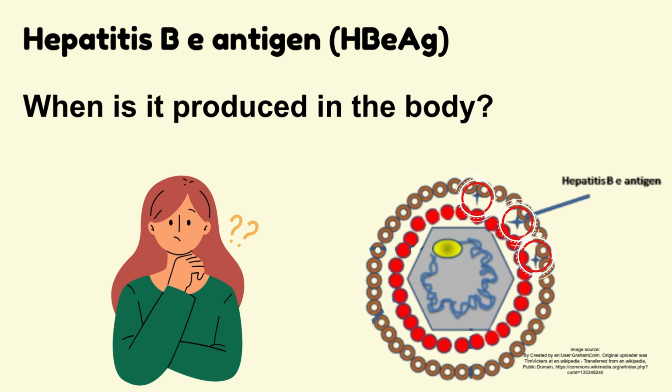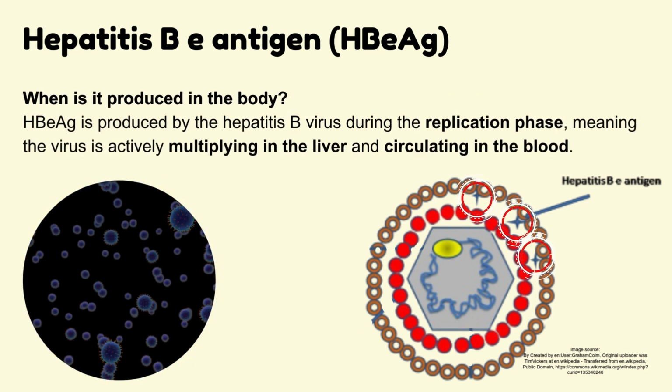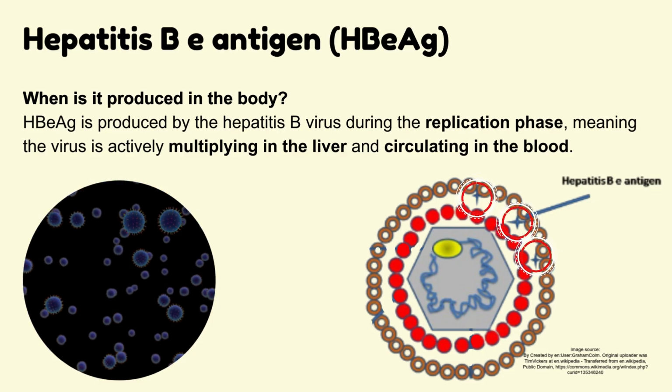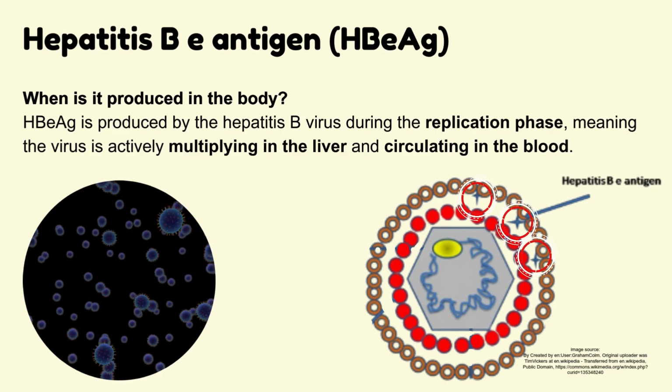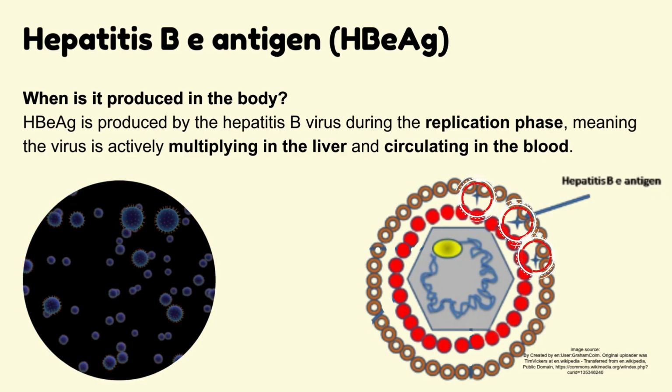When is hepatitis B antigen produced in the body? HBeAg is produced by the hepatitis B virus during the replication phase, meaning the virus is actively multiplying in the liver and circulating in the blood.